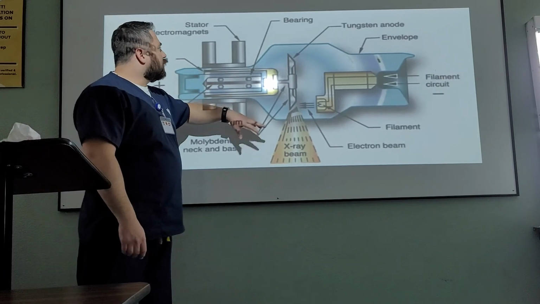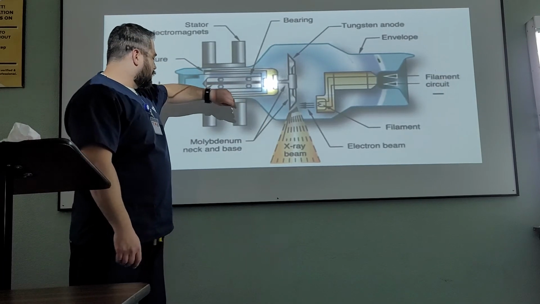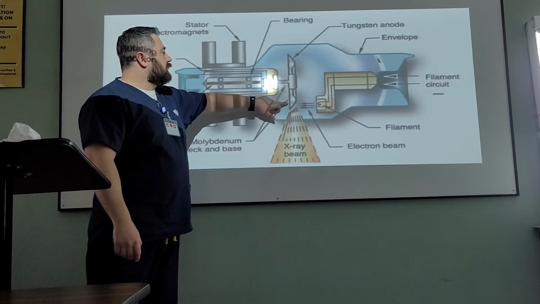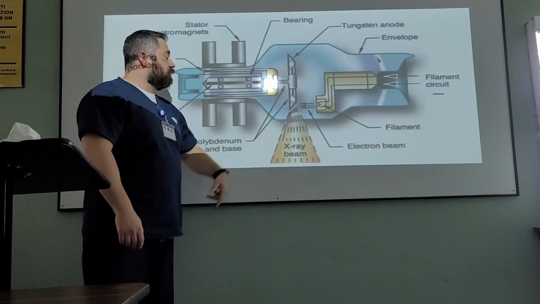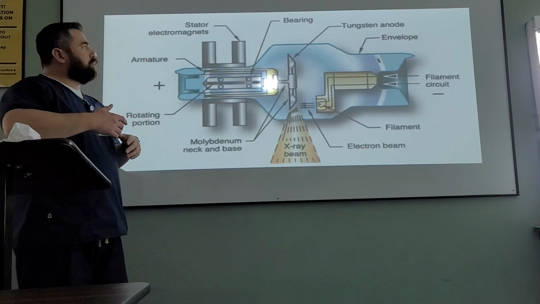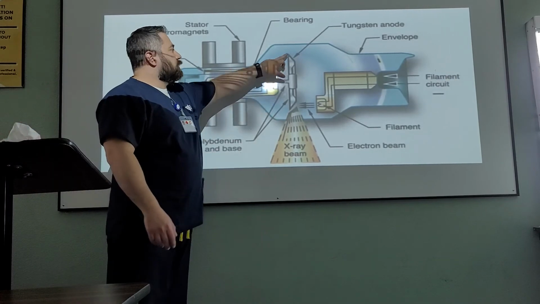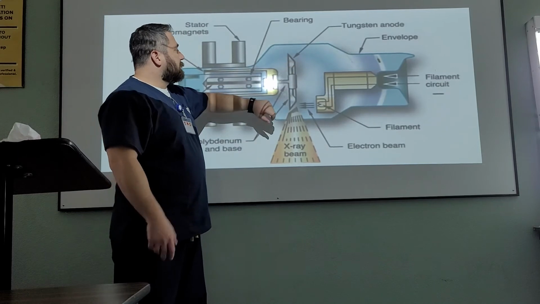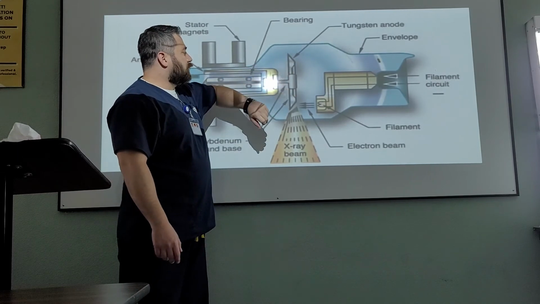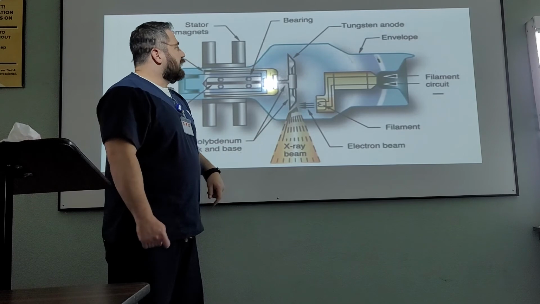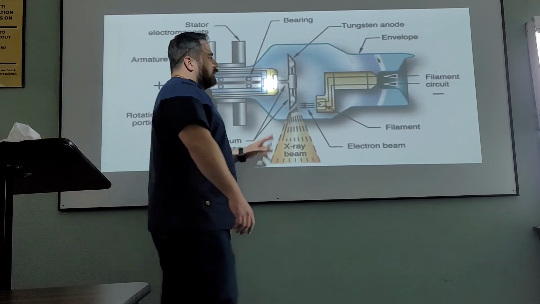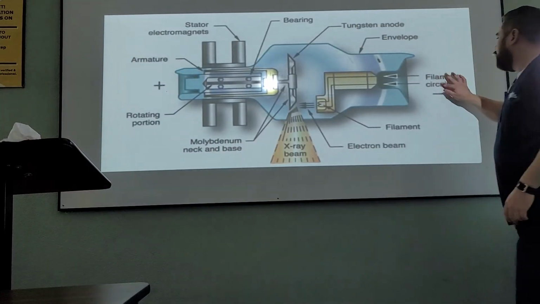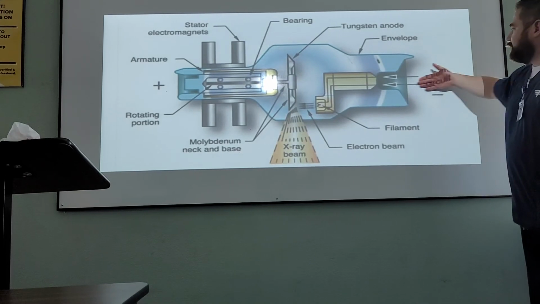Then moving forward, like we said here, we've got our molybdenum neck and base right here. This is made of molybdenum for its high boiling point. But moving forward, we have a higher boiling point from the front side here. We've got our tungsten anode, which, like I said, is chosen for its high boiling point and its high atomic number.